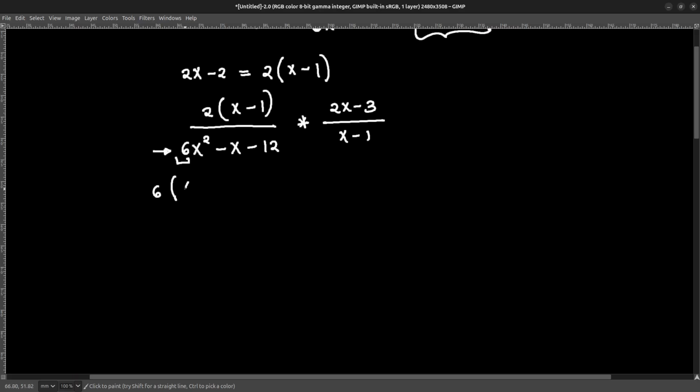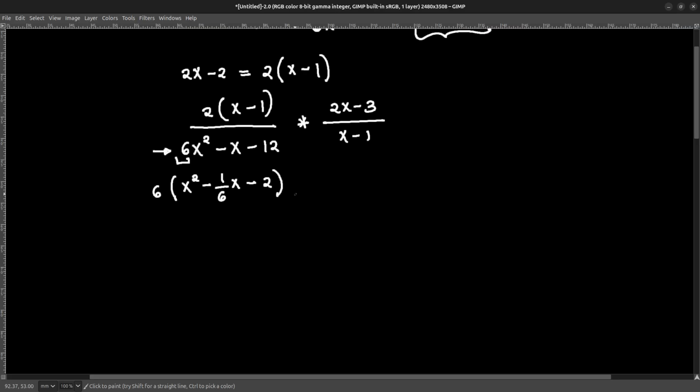So this is going to be x squared minus, since we are dividing by 6, 1 out of 6 x, minus 12 out of 6. So 12 divided by 6, that's going to be 2. And then we are now ready to complete the square.